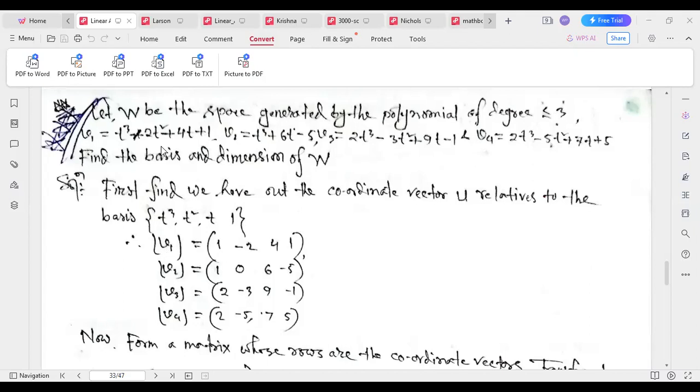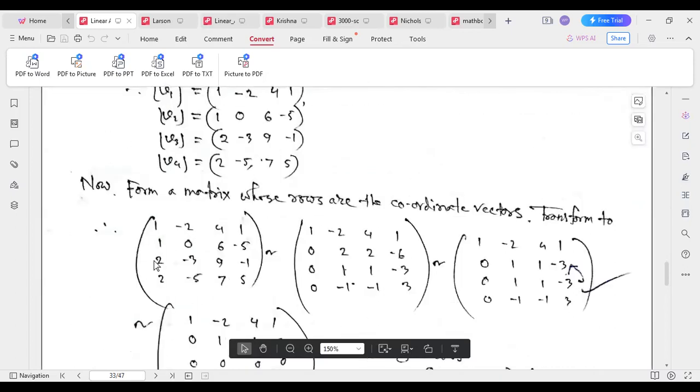So B1 is just the coefficients 1, -2, 4, 1. And B2 will be 1, 0, 6, -5. And B3 will be 2, -3, 9, -1. And B4 will be 2, -5, 7, 5. So from these 4 vectors, we can form a 4 by 4 matrix.